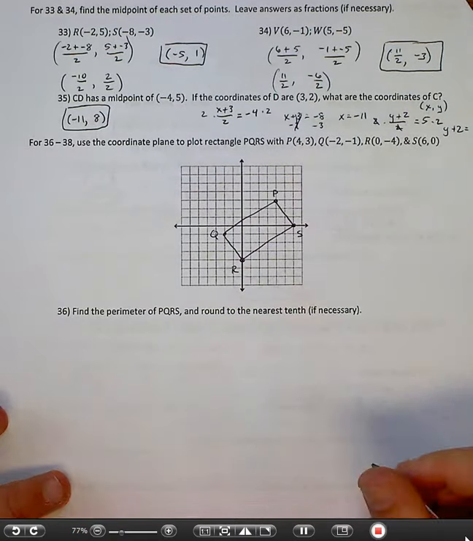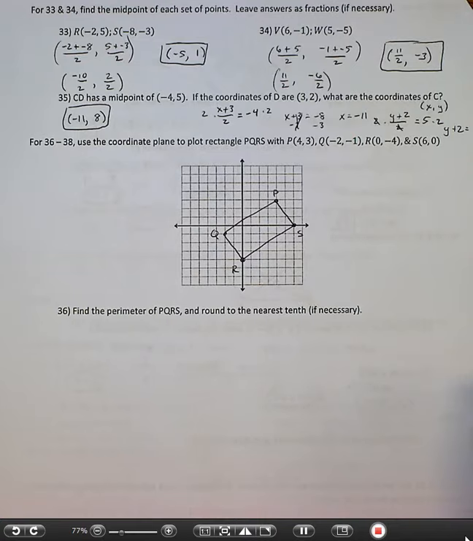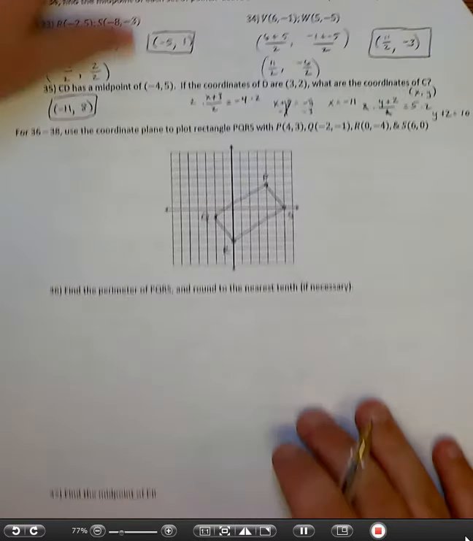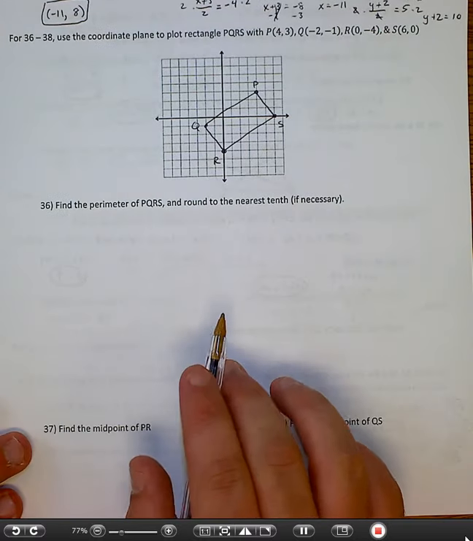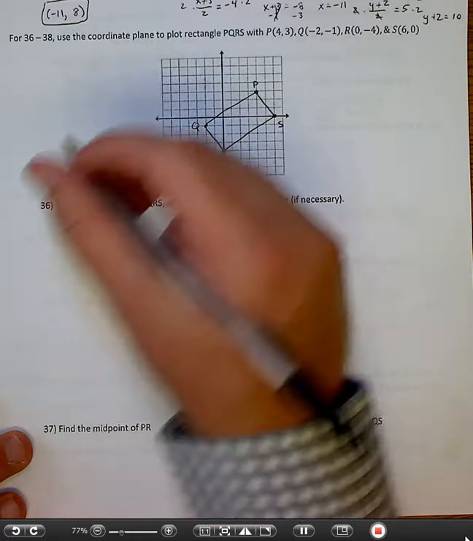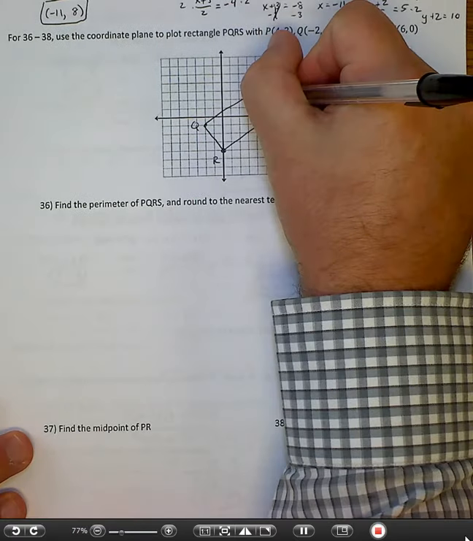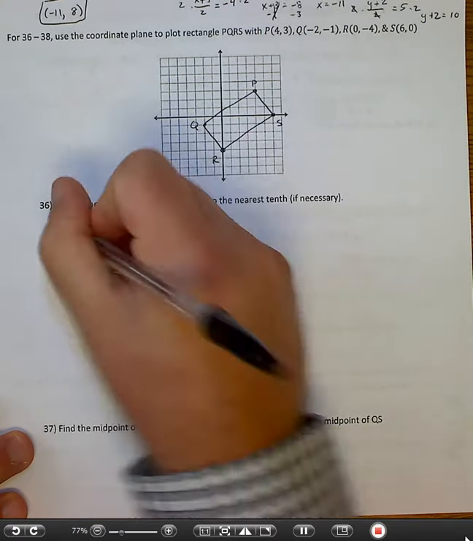Okay? It says find the perimeter of PQRS. Round to the nearest tenth if necessary. Look at all the space I gave you. Why would I need to do that? Well, I got to find the distance. So I have to find PS, and I have to find PQ.